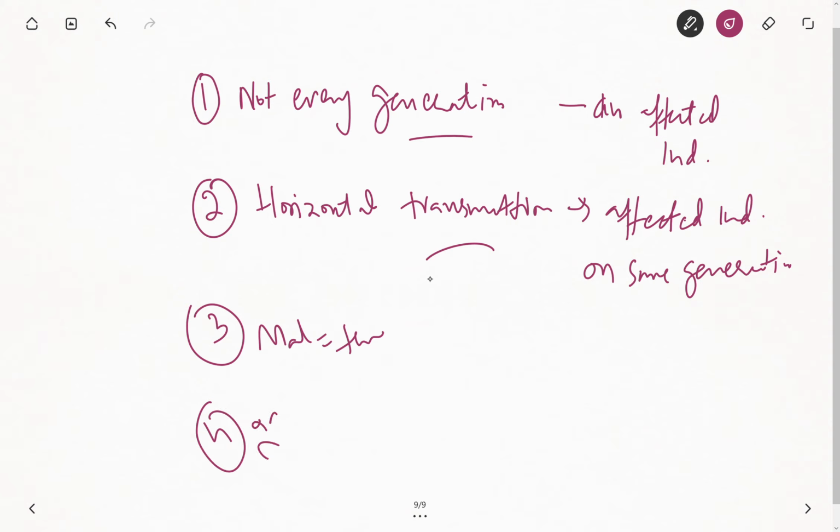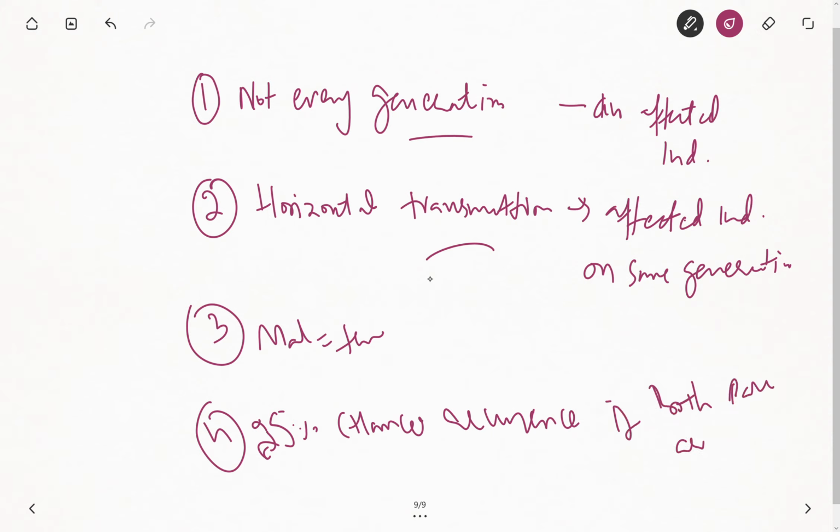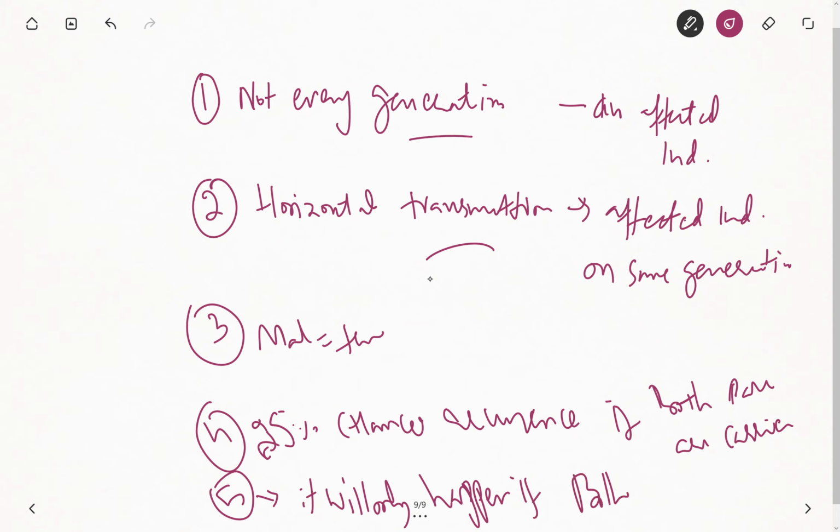Fourth, there is a 25% chance of recurrence if both parents are carriers. And finally, the most important point is that it will only happen if both parents are carriers. Thank you so much.